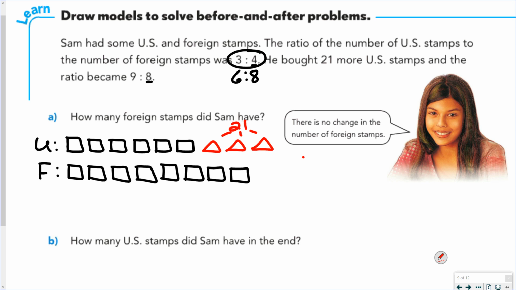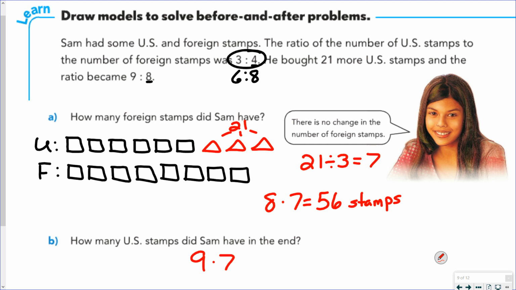So I want to take 21 divided by 3, and that tells me that each section, each box that I drew, is worth 7 stamps. So to find out how many foreign stamps Sam has, there are 8 boxes here. Each box is worth 7, so 8 times 7 is 56. And then how many U.S. stamps did Sam have in the end? Well, there are 9 sections there. Each section's worth 7. 9 times 7 is 63 stamps.